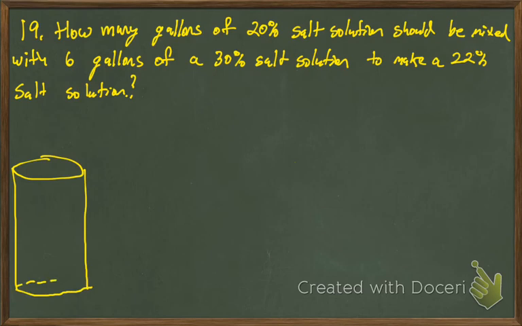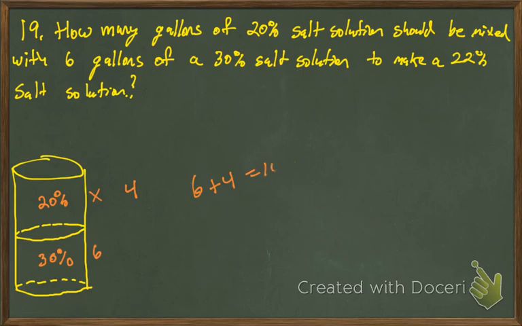So we'll draw our cylinder, and so we got 30% there, and we got 6 liters of it. And then what we're going to do is we're going to add in an unknown amount of the 20%. So we'll call that x. And then if I want to find the total amount of gallons, let's say for the moment here this was 4, the total number of gallons would be 6 plus 4, which is 10 gallons.